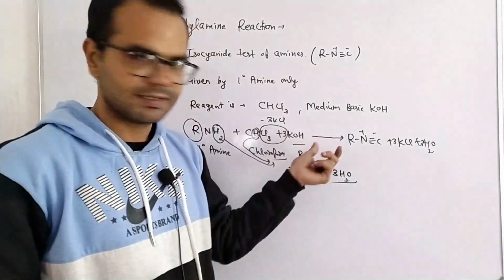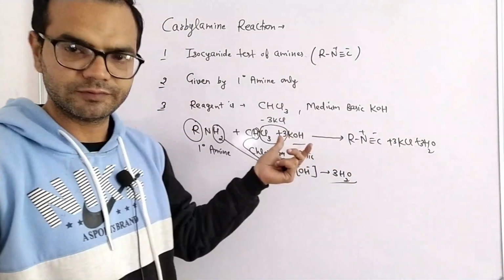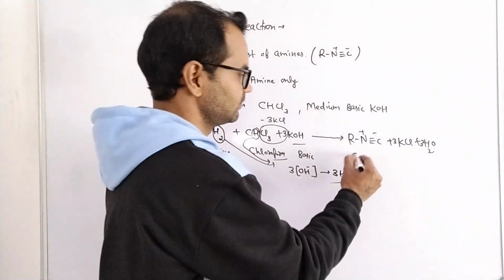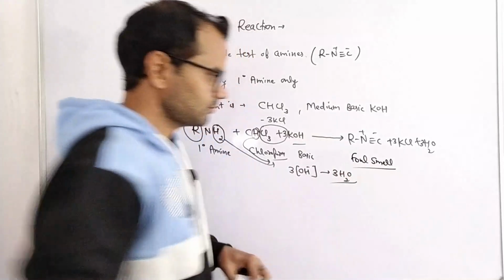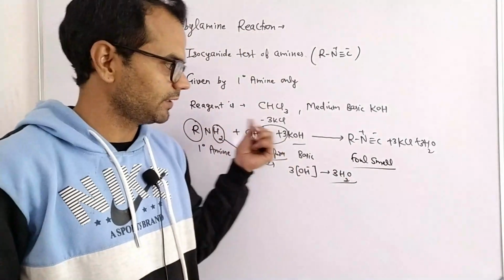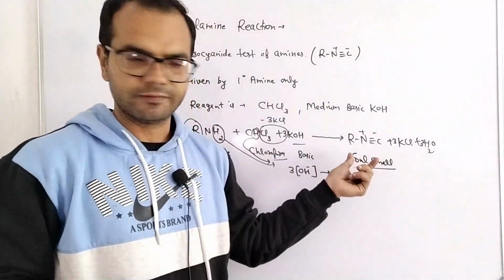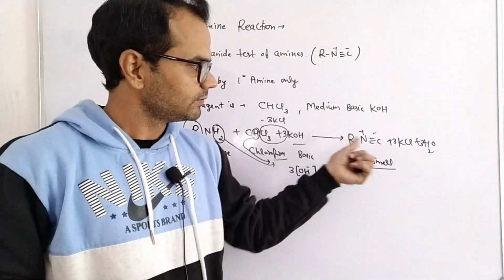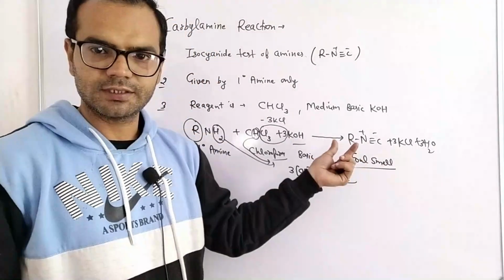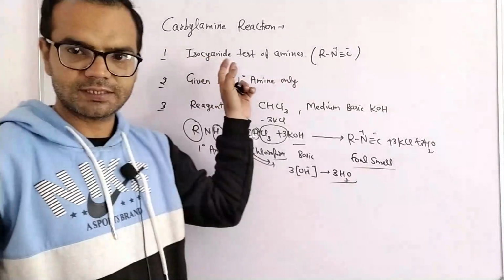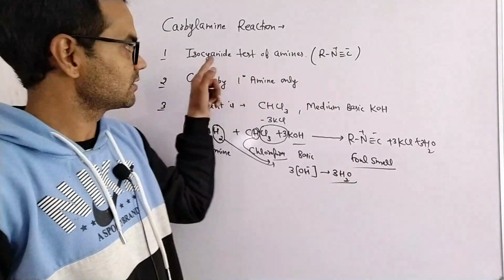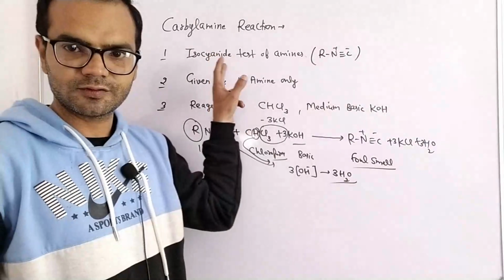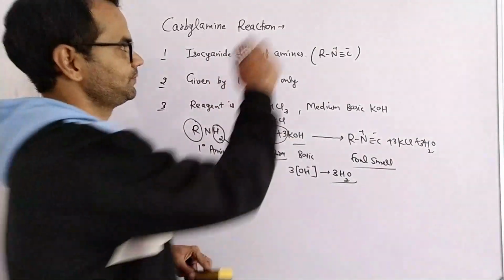As the reaction is completed, there will be a foul smell of isocyanide. So this reaction is characterized by the release of a foul smell, and that smell is of isocyanide. That's why it is called the isocyanide test of amines. It is also a name reaction. It is also called the Hofmann isocyanide synthesis.